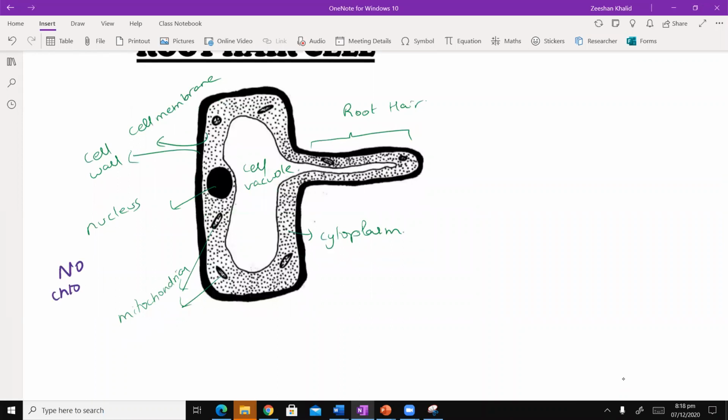Chloroplast. No chloroplast. Why no chloroplast? Well, because these root hair cells are down in the soil. Sunlight will not reach them in the first place, so they don't photosynthesize. So they don't need chloroplast. That's why there's no chloroplast. This is very important. You need to remember this. Despite the fact that they're plant cells, they don't have chloroplasts.